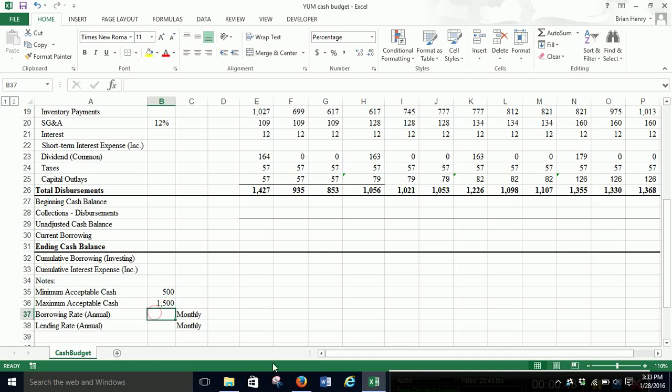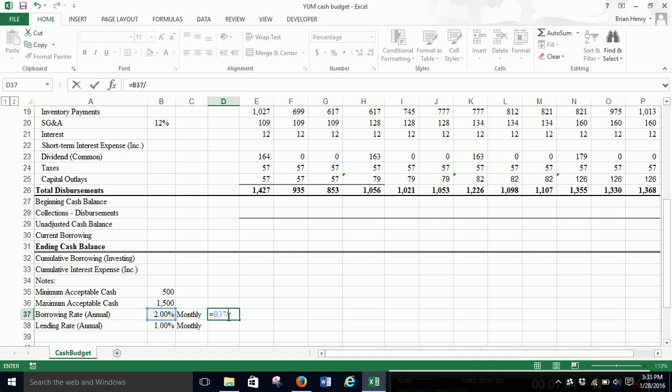Our borrowing rate, we can just put something in here. If they borrow right now, they're probably on an annual basis paying something like 2%. And maybe they can lend as high as 1%, although that might be optimistic. With current interest rates, that's okay. These numbers could be played with pretty easily.